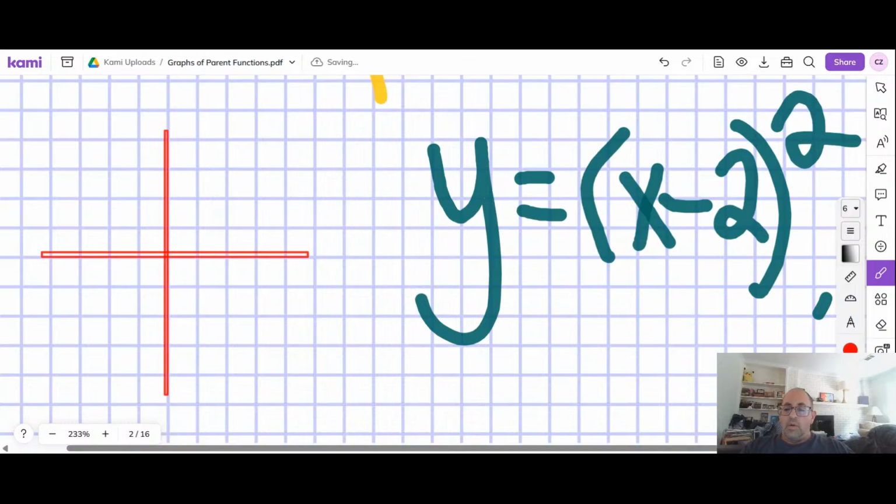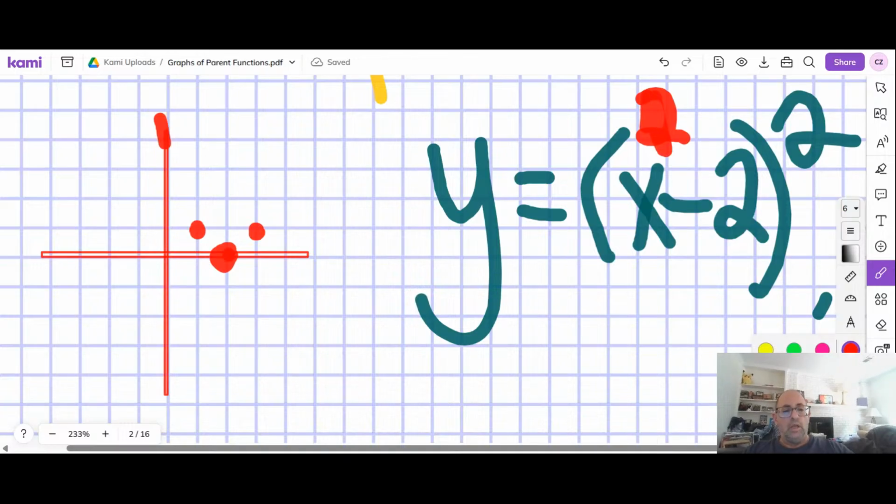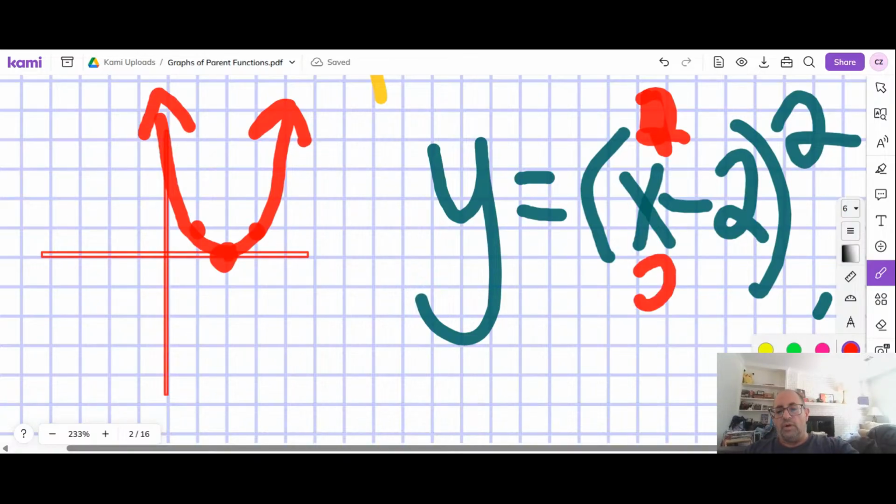So before, when I put in 0, I got 0. Now, when I put in 2, I get 0, which means now if I put in 3, I get 1. If I put in 1, I get 1 minus 2 is negative 1 squared is 1. So all I did was move the graph over to 2. Notice the horizontal shift. Where did I move the 0 to? 2. Notice it says x minus 2. So it really says x minus the shift.